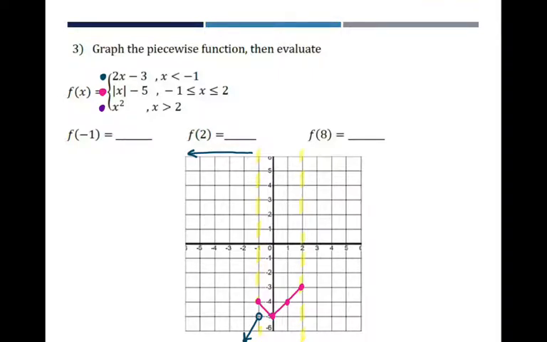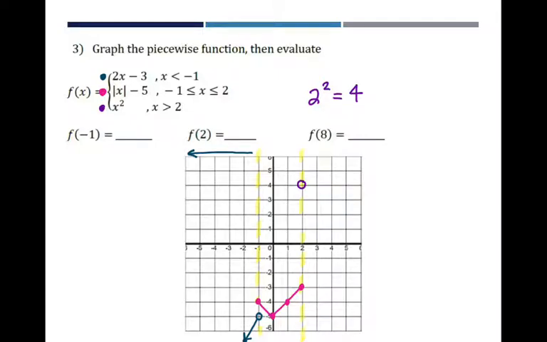Okay, for my purple piece, x squared, that is for all of the values that are greater than 2. I do need to see where it's going to hit my boundary, so I can go ahead and plot that point. So I am going to take 2 and plug it in just to see where it's going to hit that boundary. 2 squared is 4. So on my boundary, I'm going to have an open circle at 4.